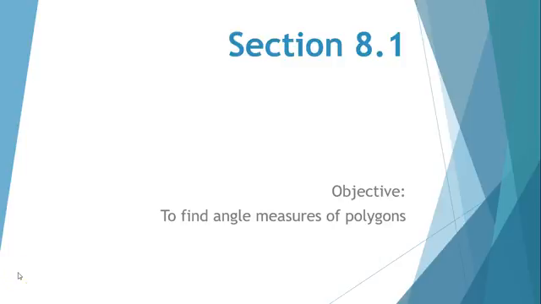All right, geometry class. This is our section 8.1 lesson. Many things we already have learned with the activity that we did in class. You'll see that as we go through this. But our objective is to find angle measures of polygons. So let's go ahead and get started.